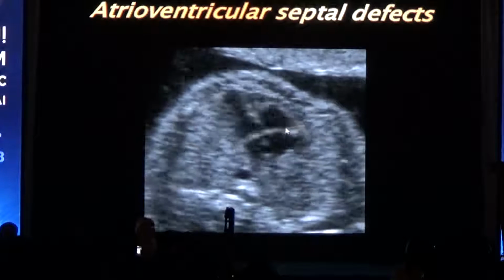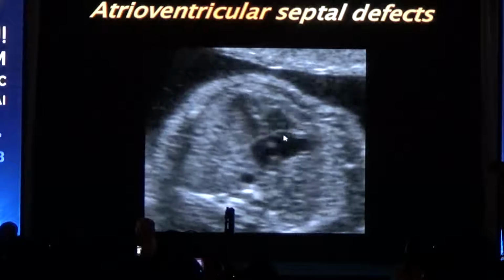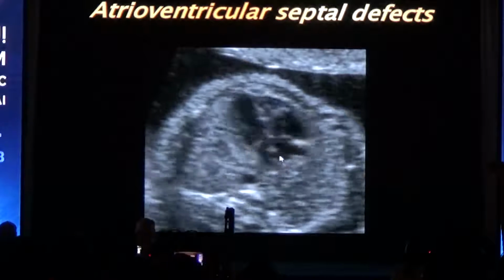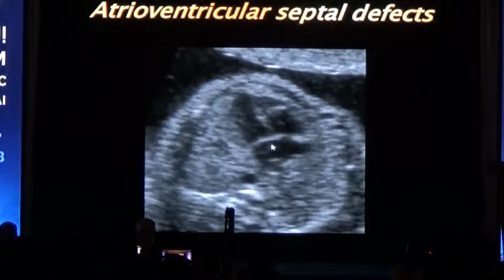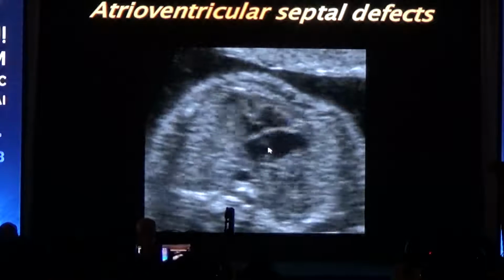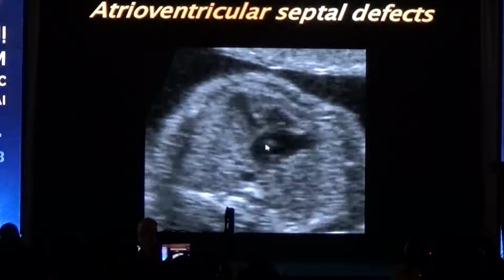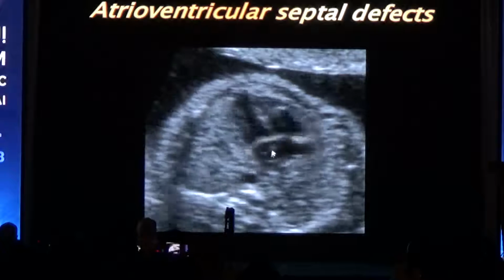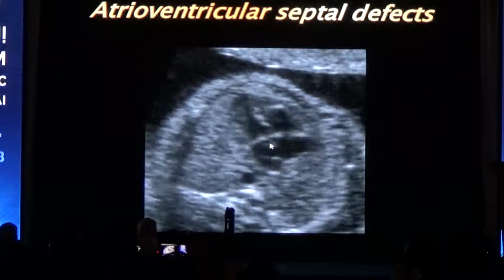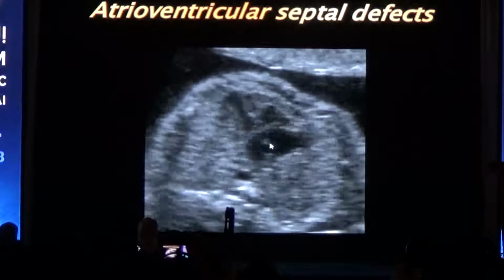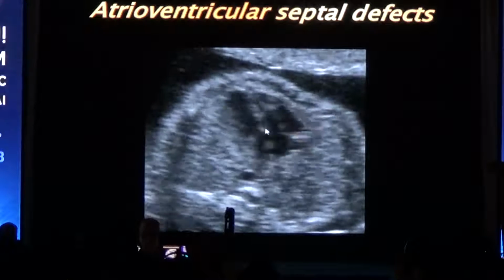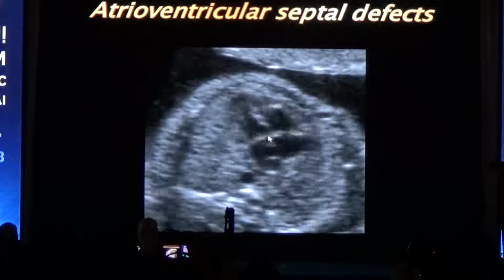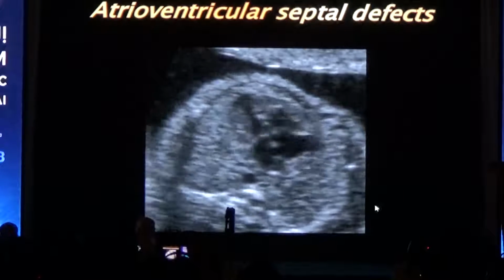Here we have the big AV valve. You can see that the ostium secundum is present. The ostium primum is missing. We have a defect below the foramen ovale to the crux of the heart. We still see the foramen ovale flap. So we have an ostium primum defect, which is the one associated with the atrioventricular septal defect. We have a ventricular septal defect on the other side, and we have the large bridging AV valve over the two ventricles.